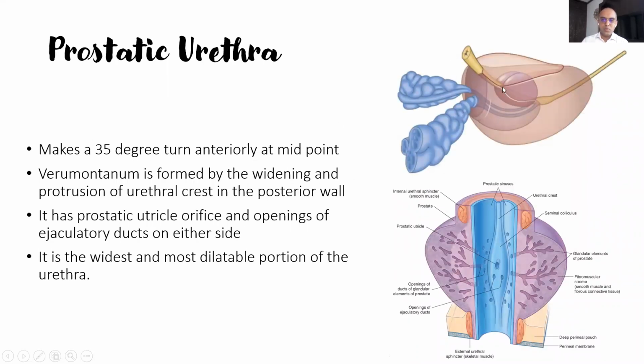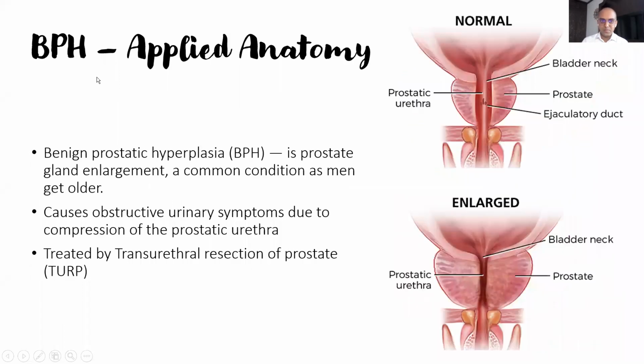So the first portion of the urethra is known as the prostatic urethra. It makes a 35-degree turn anteriorly at the midpoint of the prostate. You have your verumontanum present in the midpoint of the urethra, which is formed by the widening and protrusion of the urethral crest. It has the opening of the prostatic utricle, which is the male remnant of the vagina, and then you have the ejaculatory ducts opening on either side on the verumontanum. It is the widest and most distensible part of the urethra.